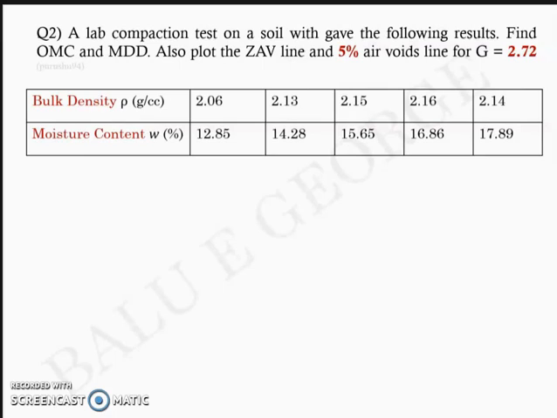You're asked to find OMC and MDD. This is quite a representative question based on the laboratory test. In the laboratory test, this is a format in which you get the output. You have the bulk density and you have the water content, right? So once you know the bulk density and the water content, you need to find the dry density using the formula rho d equal to rho by 1 plus w, right?